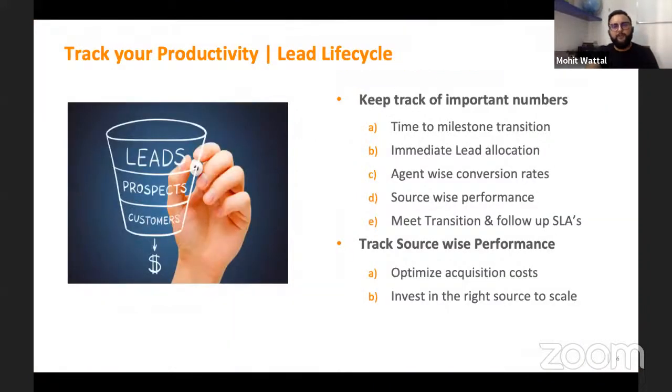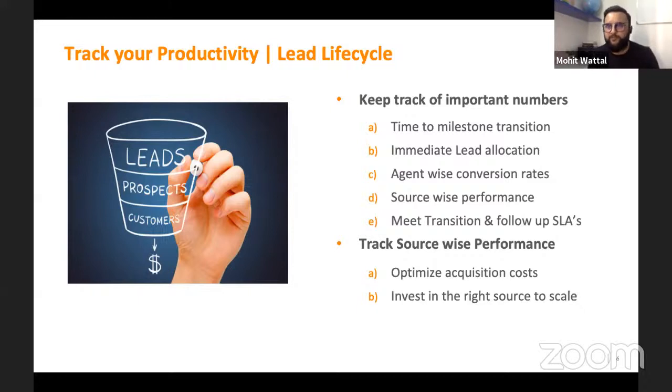I think the next very, very important topic is how do you track your productivity. Now, marketing engines these days are very, very efficient. We've got digital marketers, we've got BTL marketers who come back to you and give you 1,000 leads a day. You've got Facebook, you've got Google. You can make as many leads as you wish to in a day. You just have to spend money.